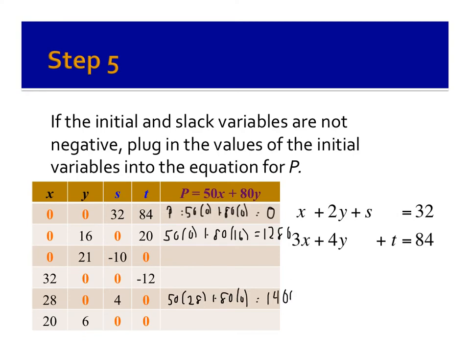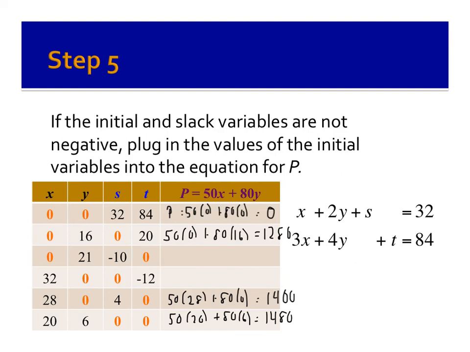And then I'm going to go ahead and do the last row also. Notice here I plug in 20 for x and 6 for y. None of these are negative, so I can go ahead and do this. And so I get 50 times 20 plus 80 times 6. And so in this case, I get 1480.